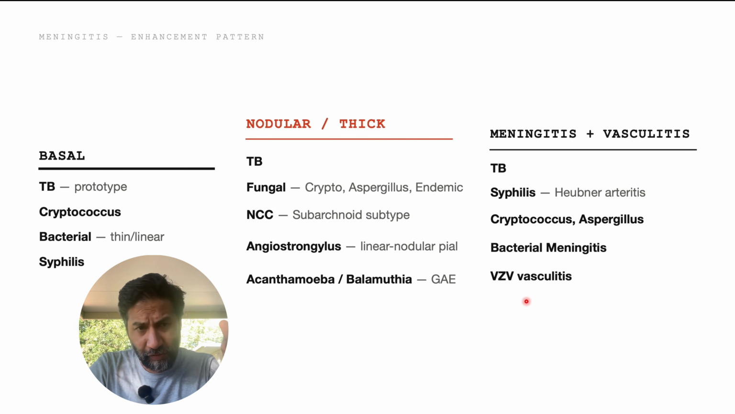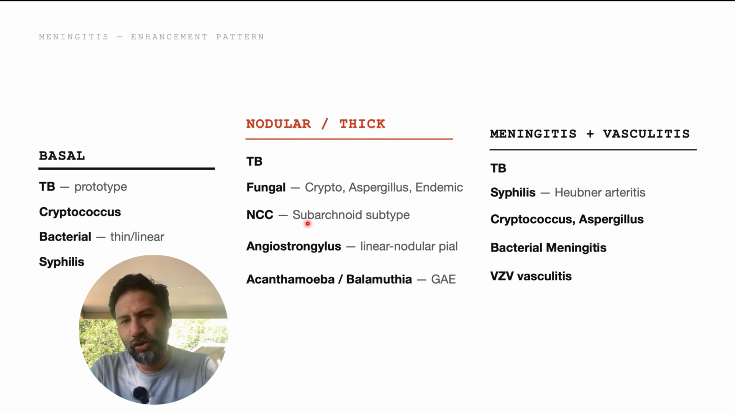Now, we sent everything off for this patient. You name it, everything came back negative. She had no TB risk factors. She was elderly, so maybe cryptococcus, which we can see here in Australia, but certainly, syphilis and everything else came back negative. She had no risk factors for neurocysticercosis, which can present with a subarachnoid form as well.